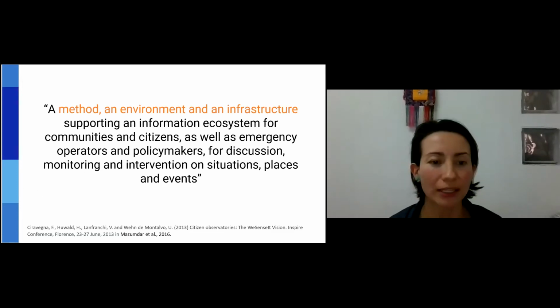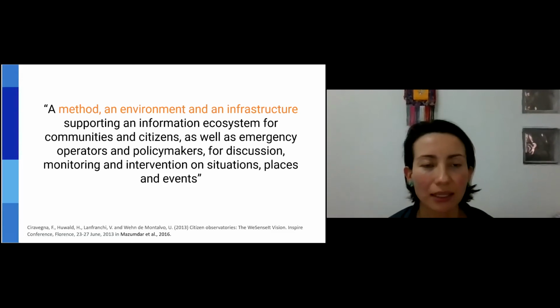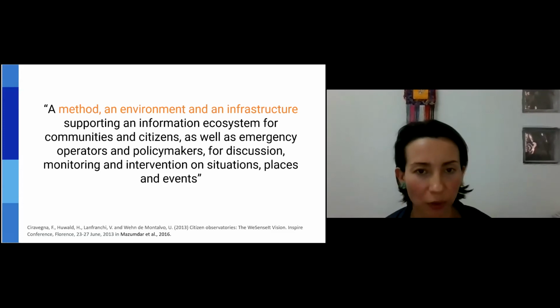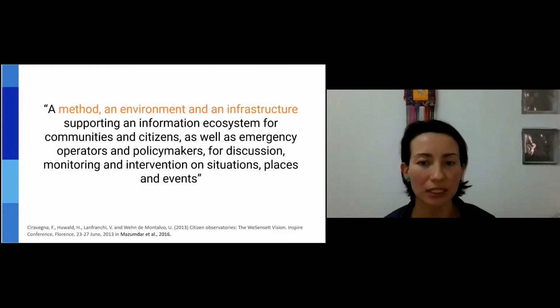Great, thank you, Joanne. I just want to add to what you were saying. Maybe that's why I like this definition, that a citizen observatory is a method, an environment, and an infrastructure supporting an information ecosystem for communities and citizens. I think behind this is the idea of the involvement of the participants in the different stages of a citizen observatory, not just for collecting data.